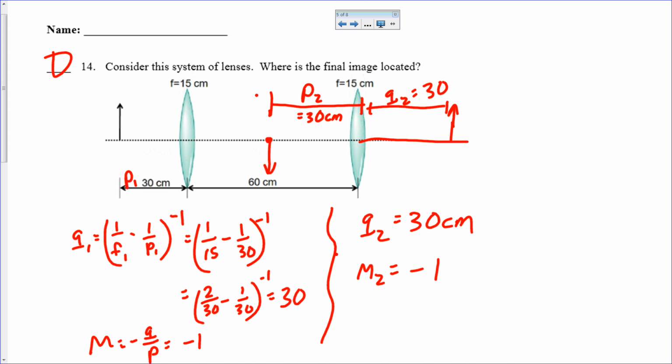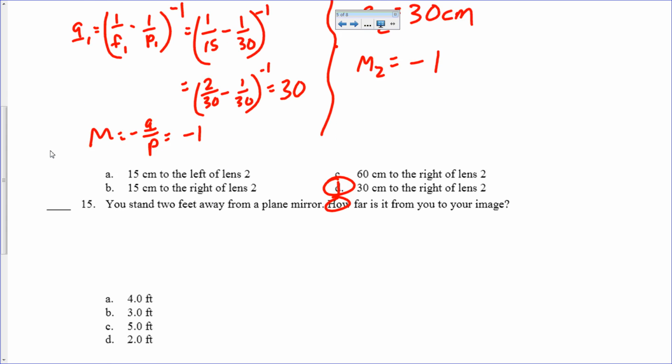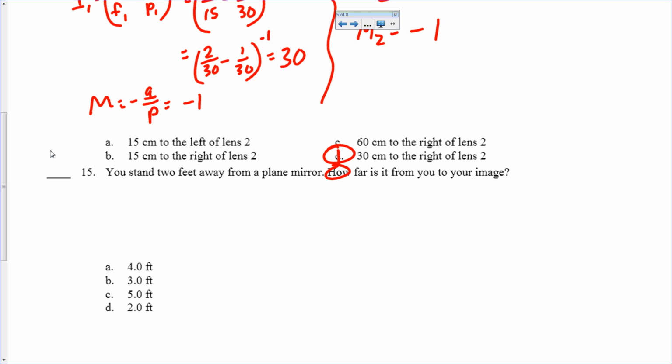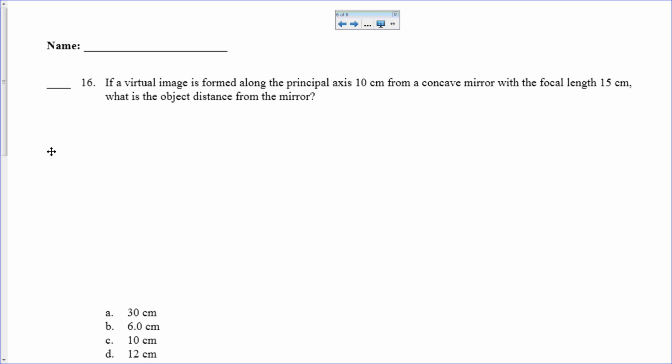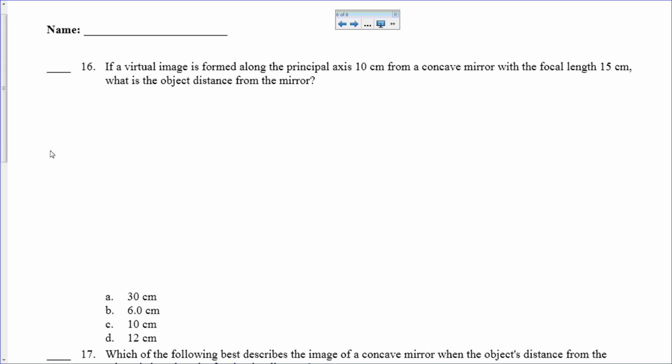For number 14, you stand 2 meters away from a plane mirror. How far is it to your image? All right, Q is equal to P, so it's 2 meters. That's D. For number 15, a virtual image is formed along the principal axis 10 centimeters from a concave mirror. Focal length 15 centimeters. What is the object distance?